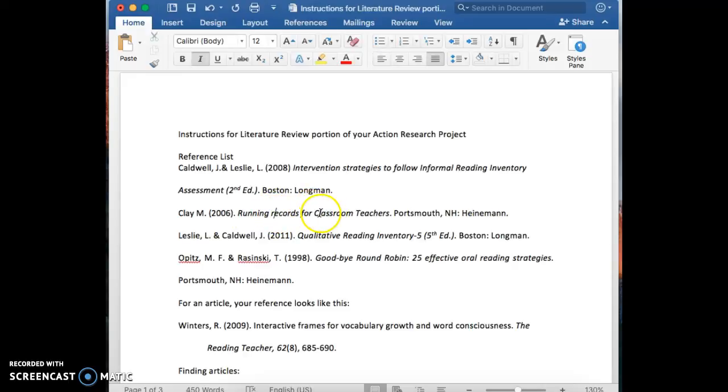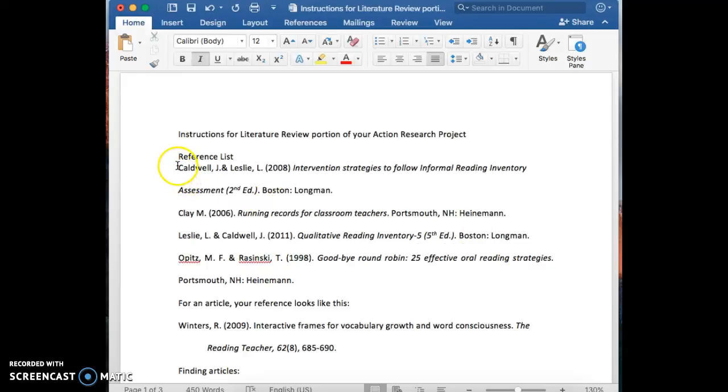You only capitalize the first word. Now, if these were proper nouns, we, of course, would capitalize them. Leslie and Caldwell, Qualitative Reading Inventory, again, that is the name of something. So we're going to leave that capitalized. But in Opitz and Rosinski, the goodbye round robin does not get capitalized. 25 effective oral reading strategies, that is done correctly.